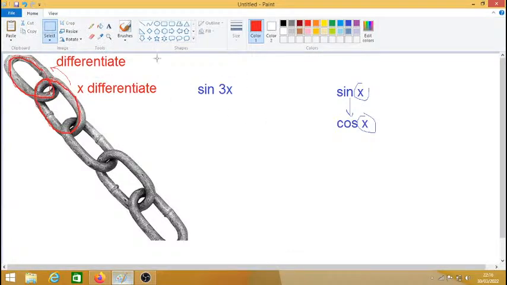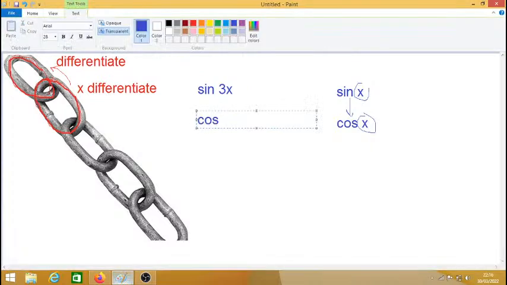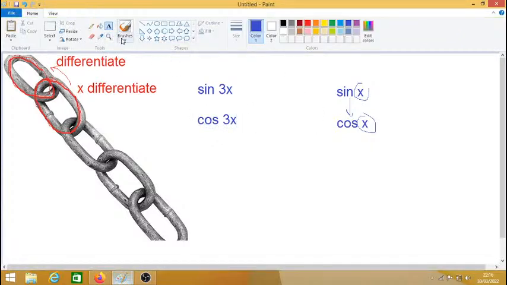So sine 3x. If I differentiate that as normal, then that's going to become cos 3x. So the first step is just like normal. If sine x differentiates to cos x, then you would expect sine 3x to be no different. And in the first step, sine of 3x differentiates to cos of 3x. But now we have to do the second part of the chain, which says differentiate that bit that was slightly different. So the bit that was slightly different was that here we had just normal x, but here we've got 3x.